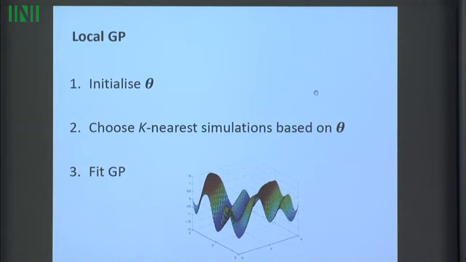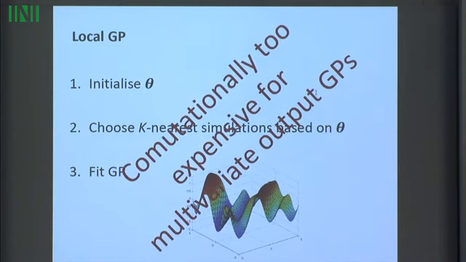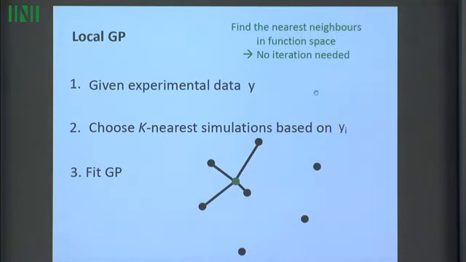And the only problem here is that you have to reiterate that process whenever you change the parameters as part of your optimization procedure, which means you have to refit Gaussian processes repeatedly, and that turns out to be computationally too expensive for the multivariate output GP. So what we did instead, initially with some trepidation, was to not do the k-nearest neighbor fit in the parameter space, but in the output space. That gets around the problem of having to do the iteration.